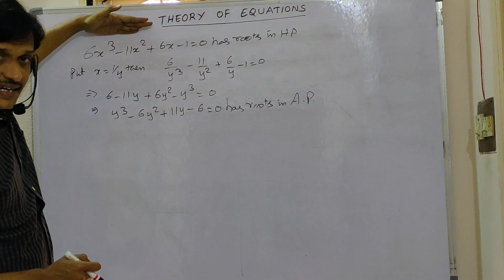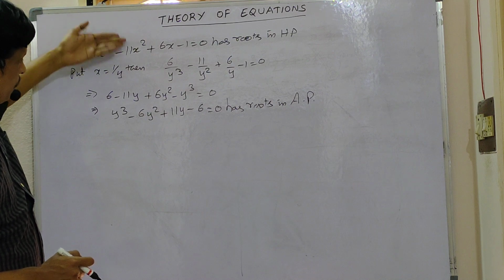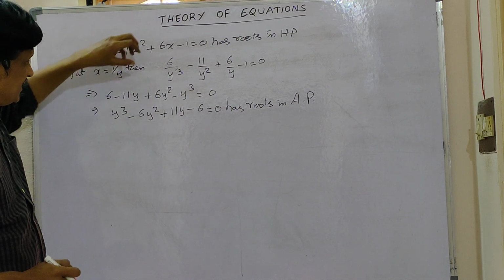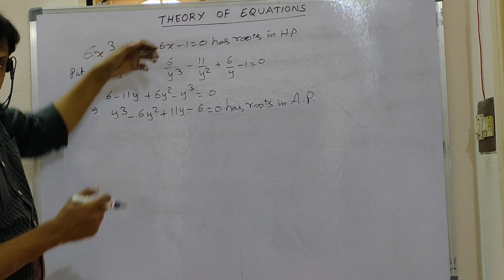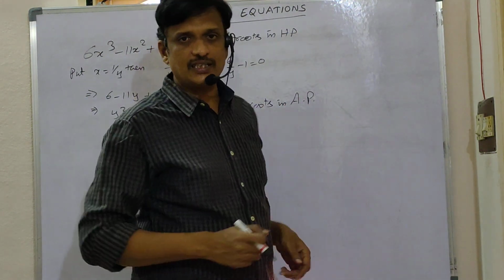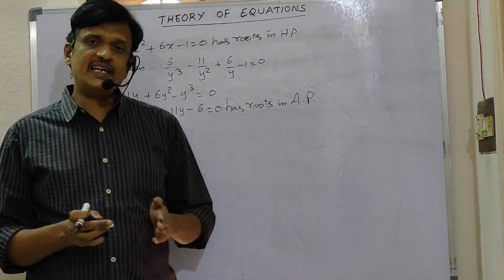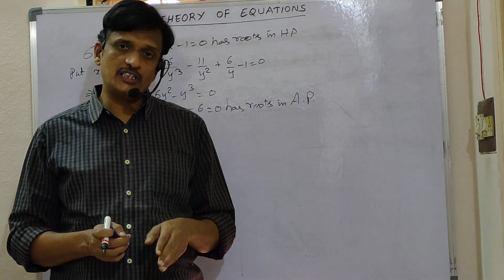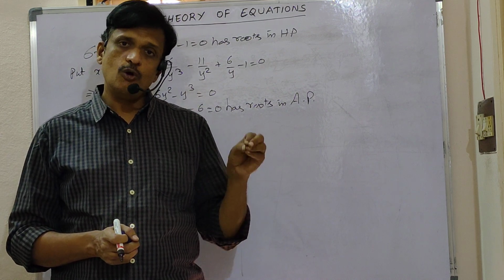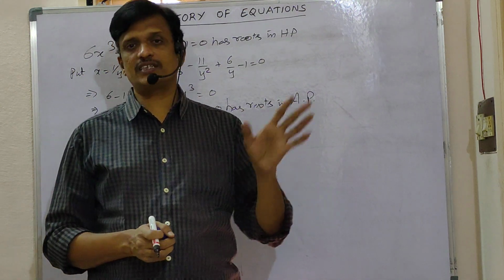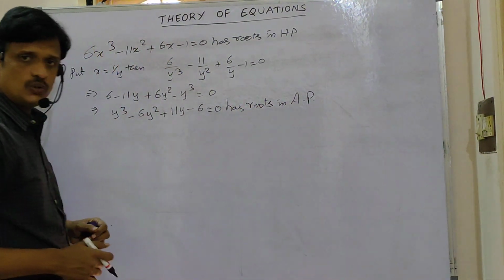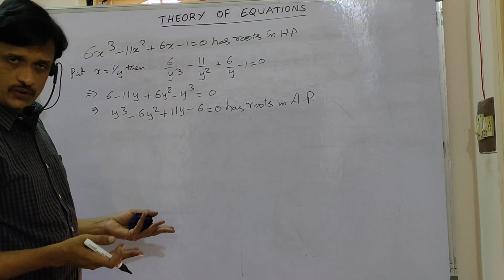That's it. So here the cubic polynomial has roots in harmonic progression, means x values are in harmonic progression. If you put x is equal to 1 by y, you will get a cubic polynomial in y. Since x values are in harmonic progression, y values are in arithmetic progression. Because three terms a, b, c are said to be in harmonic progression if their reciprocals 1 by a, 1 by b, 1 by c are in arithmetic progression.